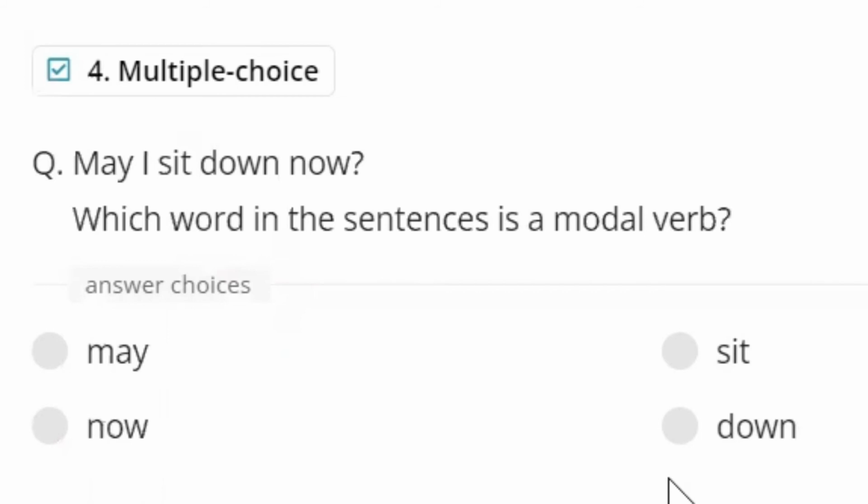It comes immediately after the subject. This is a form of question. So we make an inversion between the subject and the verb. So the first word is the modal. It is may. Excellent. Another one.